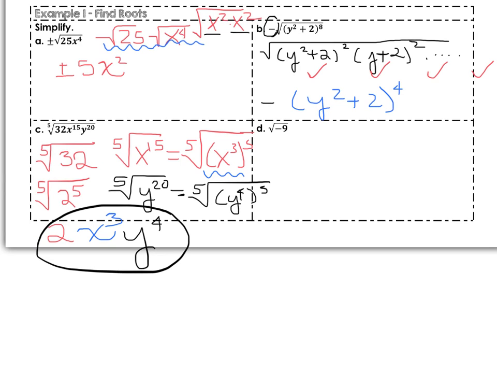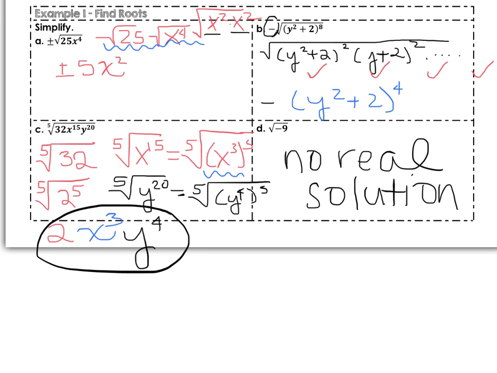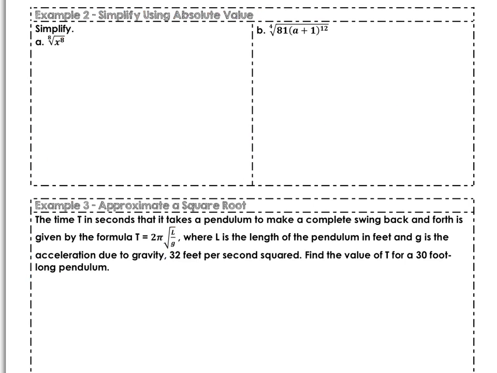D, however, is the square root of negative 9, and there is no real solution here. You probably will recall that we are dealing with imaginary numbers here, but in this chapter, in this unit, we're going to be focusing on real solutions. We're going to finish up this section with 2 more examples.